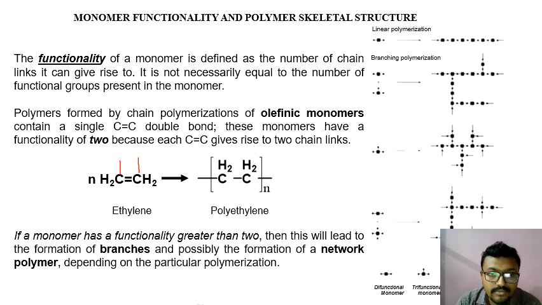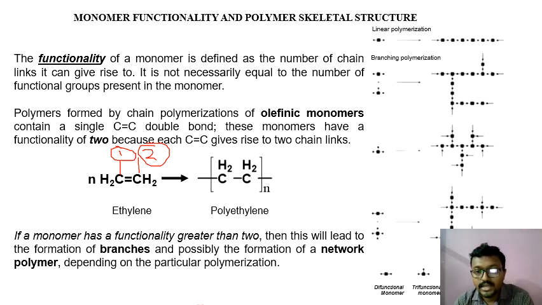So the functionality of a monomer is defined as the number of chain links it can give rise to. In ethylene, from this side one chain is possible, as an ethylene molecule can react with another ethylene molecule, let's say at site number 1. From the other side also, an ethylene molecule can react, forming another chain. So from both sides ethylene molecule can react, so functionality will be 2. Functionality is the number of chains that can link to this monomer molecule.